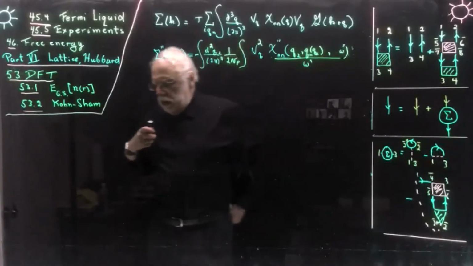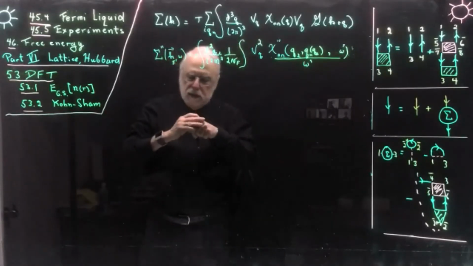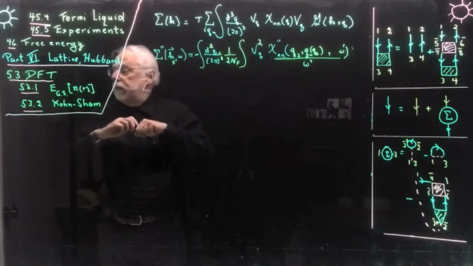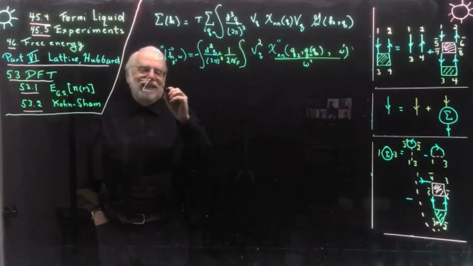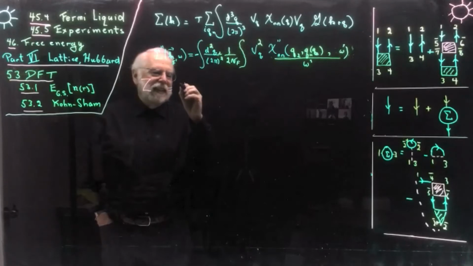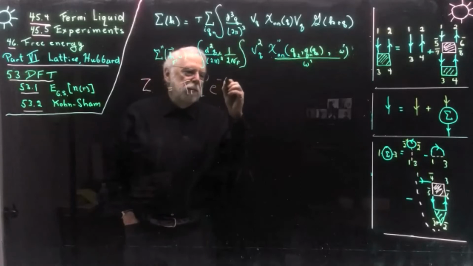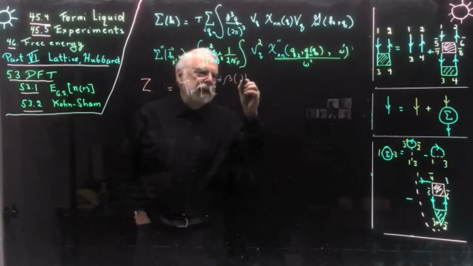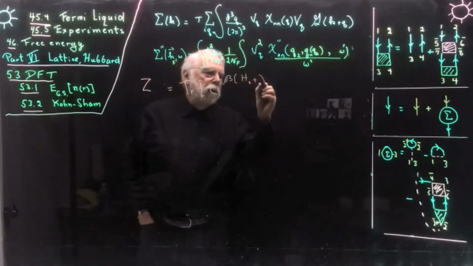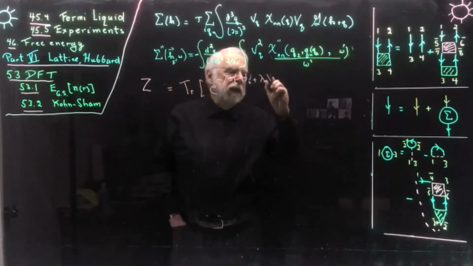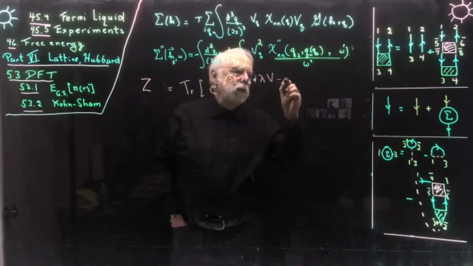So we know that Z, why am I writing in red? I don't know, but okay, let's do that. Z is equal to a trace of e to the minus beta, and then I will write H0, and then I would put some lambda. You will see that lambda equals 1 is the physical result. So I get lambda V minus mu N.